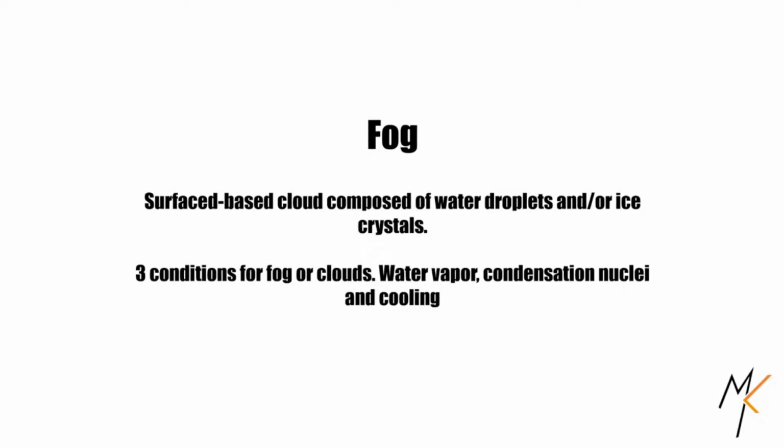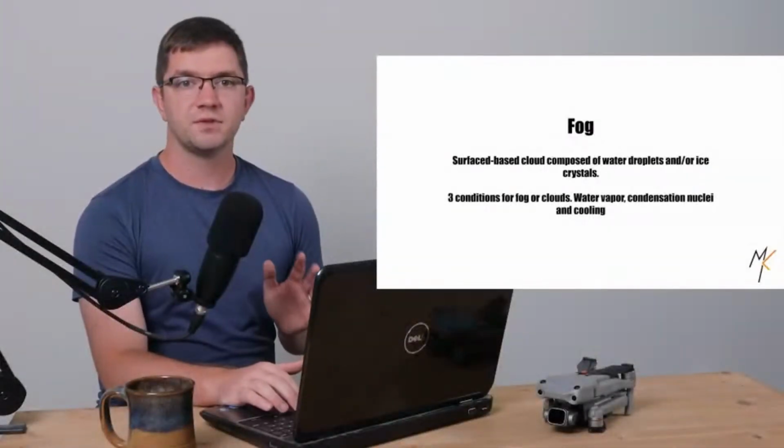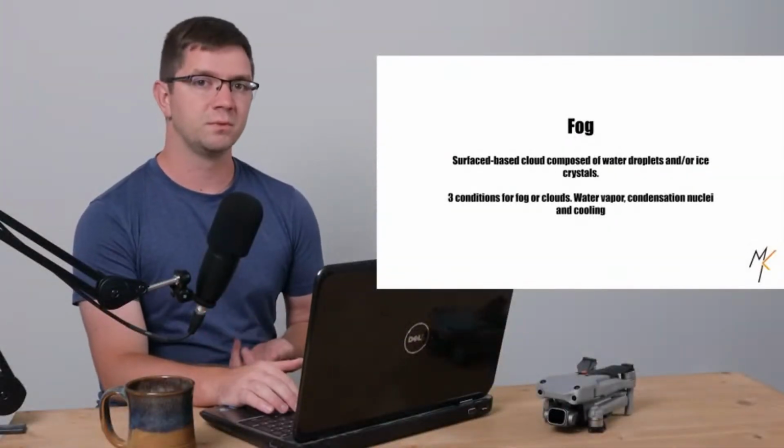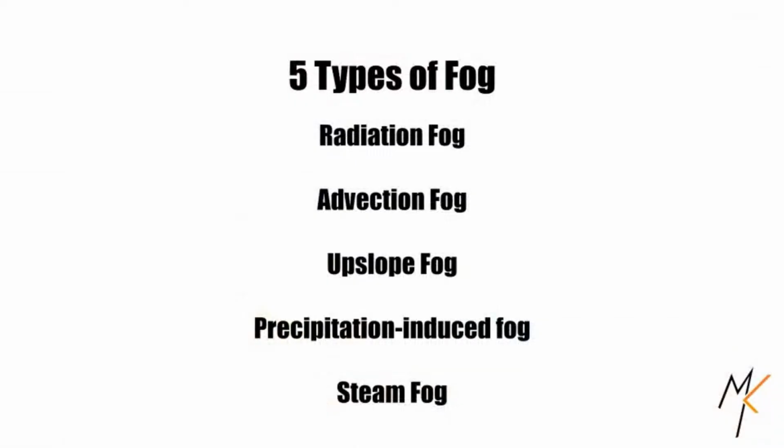Fog. So this is basically a cloud that rests on the surface, made up of water droplets and ice crystals. Now, there are at least 5 types of fog based on its formation. The first is radiation fog, which is your ground fog that forms when terrestrial radiation cools the ground and the air. Once the air is cooled down to what is called its dew point, you're going to start seeing the formation of this type of fog.